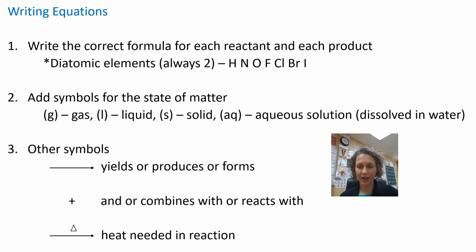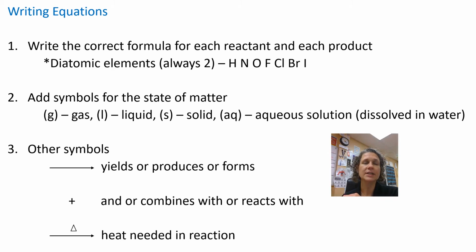Okay, so now writing equations. What if you have the words, a description, and I want you to put it in the equation format? You've got five steps. First of all, you have to write the correct formula for each reactant and each product. This goes back to the naming unit that we did a couple of units ago. So knowing the polyatomics, checking the charge on things and balancing those out, knowing what the prefixes stand for, basically that whole unit. Number one, write the correct formula.